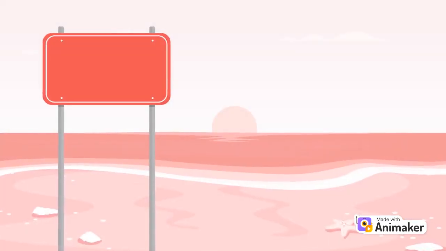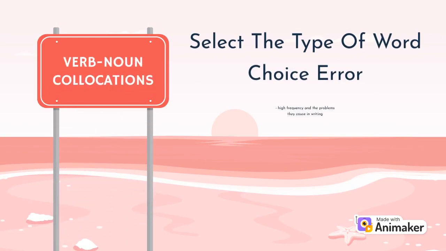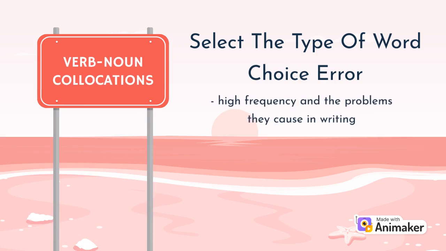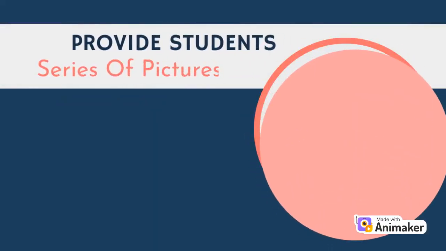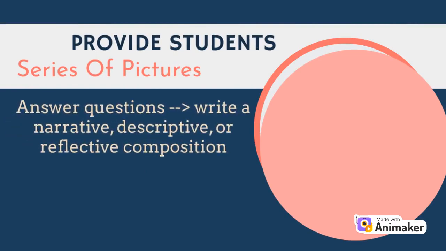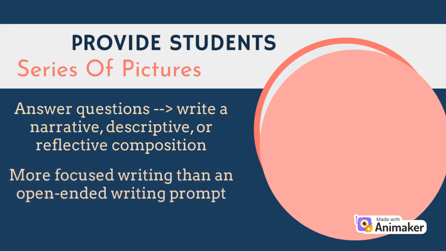First of all, you should select the type of word choice error to target. For instance, you might select verb-noun collocations due to their high frequency in English and the problems they cause in students' writing. Next, you provide students with a picture or series of pictures, each with a question. The students answer these questions with or without a peer and then use the answers to write a narrative, descriptive, or reflective composition. Since the writing is more focused than an open-ended writing prompt, you will be more prepared for the word choice errors that are likely to occur in the student's writing.